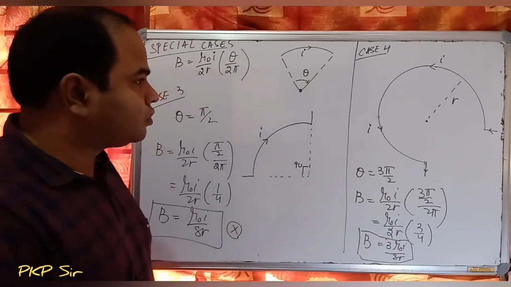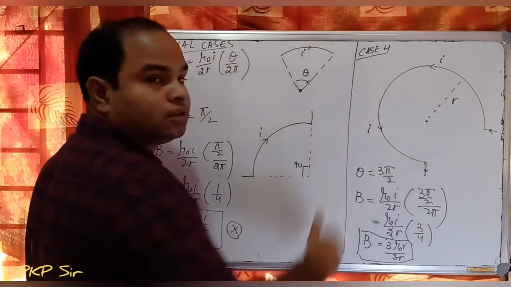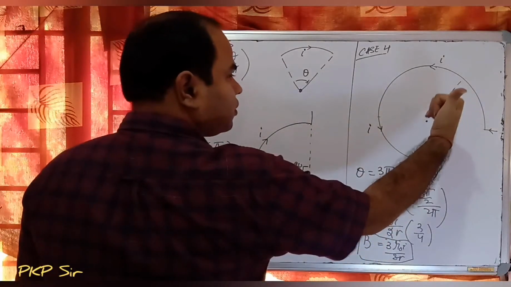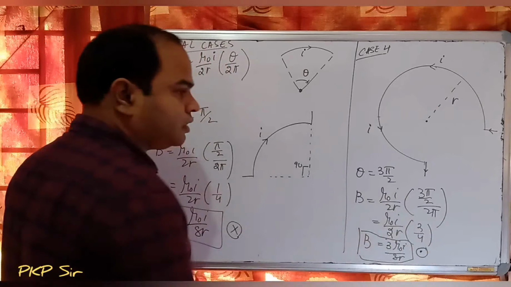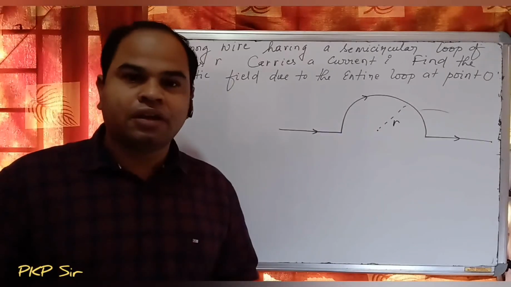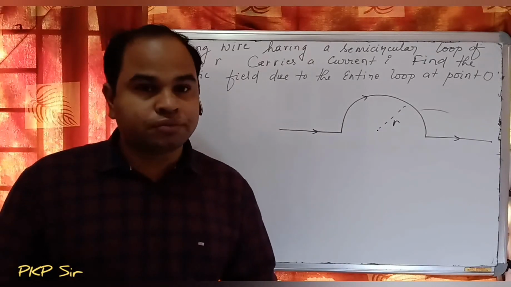Okay? Here the current is in anti-clockwise direction. So the magnetic field will be in outward direction. So it is outward direction. Next we will do some questions based on the formula.